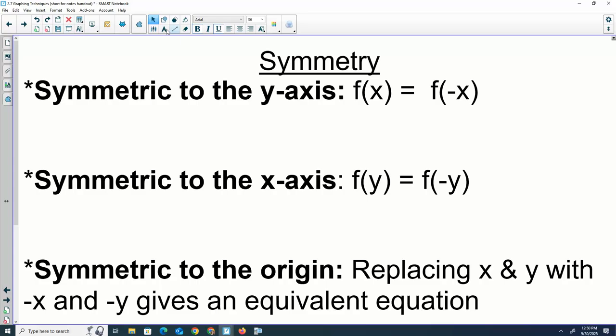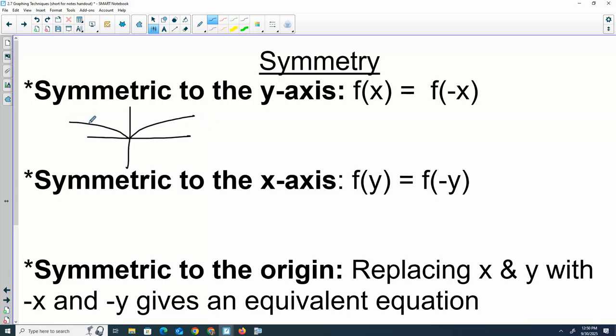So you've had art before. You've probably talked about lines of symmetry, a line you can fold something over so it's the same on both sides. Our graphs have symmetry, symmetric to the y-axis. So think about if I gave you a graph like this.